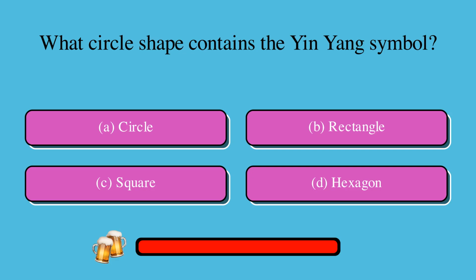What circle shape contains the Yin Yang symbol? Is it A, circle, B, rectangle, C, square, or D, hexagon? The correct answer is A, circle.